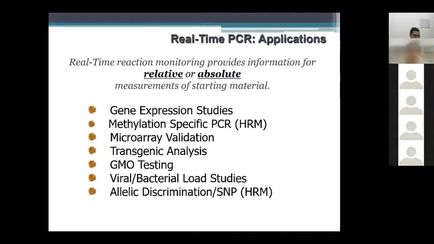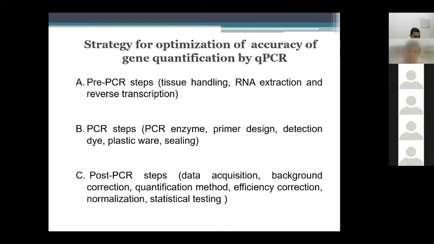But in the case of isolation and identification of a pathogen and the quantity of the pathogen, we go for absolute quantification. So the applications of real-time PCR are gene expression study, methylation-specific PCR, microarray validation, transgenic analysis, GMO testing, viral and bacterial load present in a particular sample or particular animal, and allelic discrimination studies.